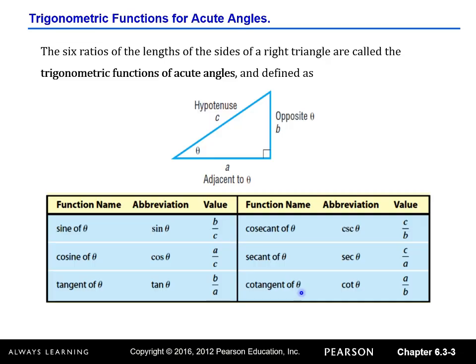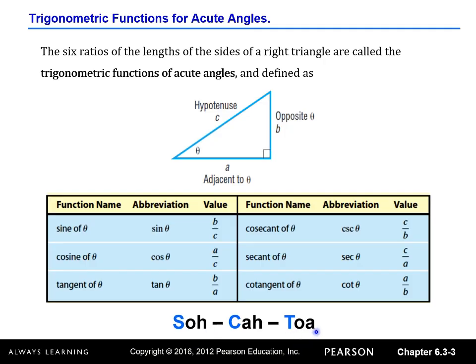Or we can easily memorize the definition of sine, cosine, tangent, cosecant, secant, and cotangent by these mnemonics. You can read this as SOHCAHTOA. This S stands for sine, opposite over hypotenuse, and the C stands for cosine, which is adjacent over hypotenuse, and this T stands for tangent, which is opposite over adjacent. And then for the remaining functions, it's just the reciprocal of these three.